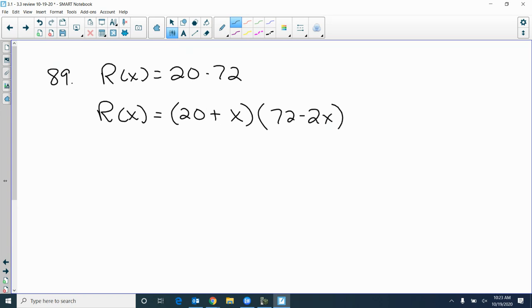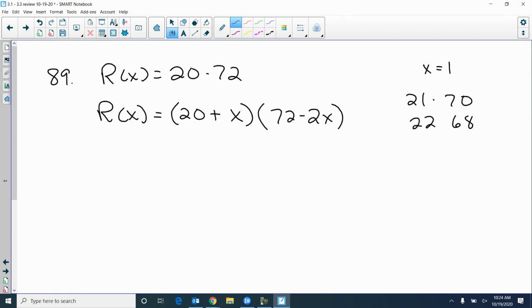All right, you can do this in your head, like x equals 1. What does that mean? If x is one person, how many students are going? 21. And what's our price? 72 minus 2 would be what? 70. Does that make sense with the context of the problem? For every person over 20, the price is going to drop by $2. If 2 extra people go, I'm going to get 22 students and my price is going to be 68. So it's going to continue to decrease.